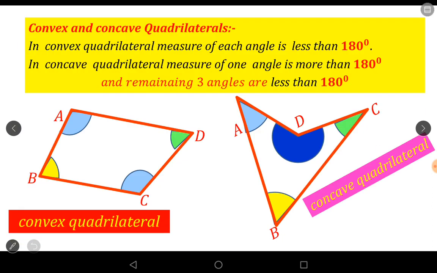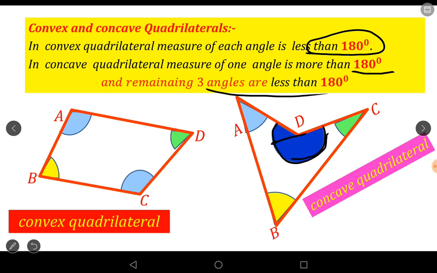Another definition: in a convex quadrilateral, the measure of each angle is less than 180 degrees. That is called a convex quadrilateral. If one angle is more than 180 degrees and the remaining three angles are less than 180 degrees, that is the concave quadrilateral. Observe here, in the second figure, this angle is more than 180 degrees. So therefore this one is concave. The first one is the convex quadrilateral. This is the second definition.